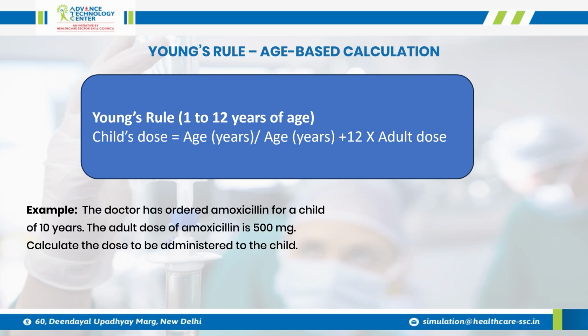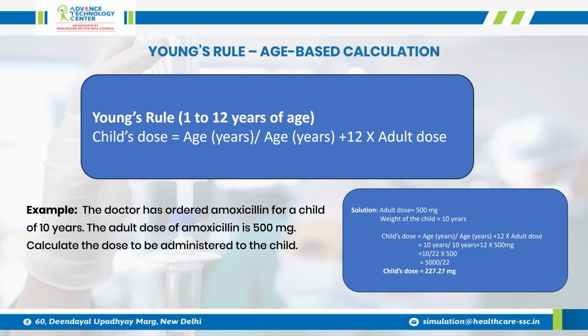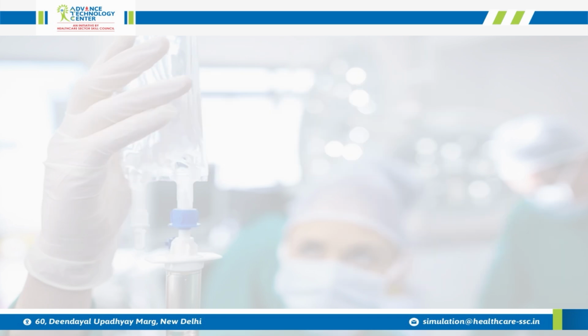Let's calculate dosage based on age using Young's rule. For a 10-year-old child prescribed an adult dose of 500 milligrams, we use the formula age over age plus 12 multiplied by the adult dose. That gives us a safe child's dose of approximately 227 milligrams.